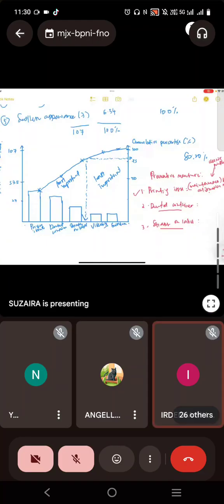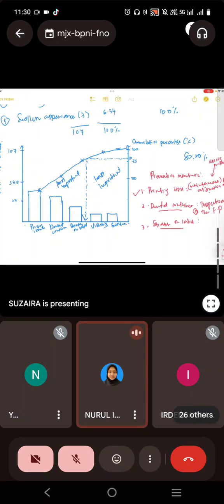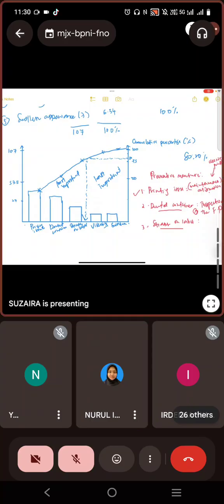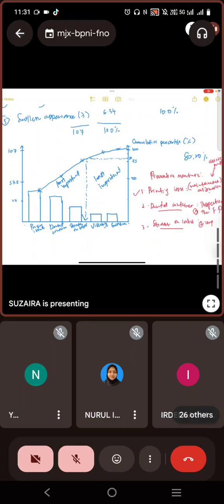QC. QC, inspection. Okay, inspection of the final product. And the other one, probably in terms of the operator. So we improve handling during production. Okay, number 2 is improve handling during production.